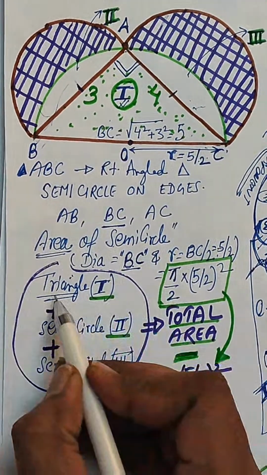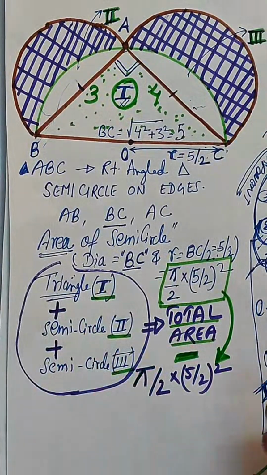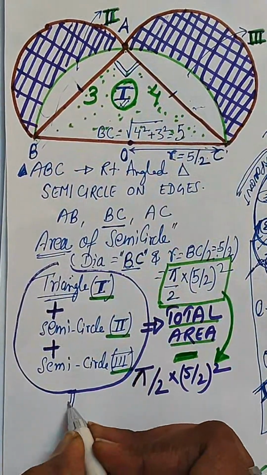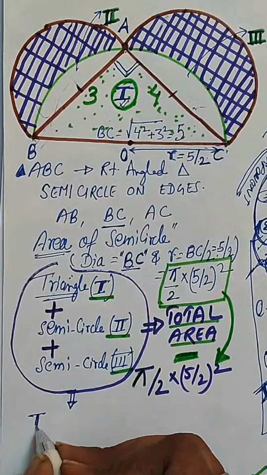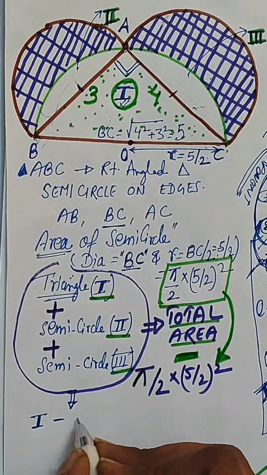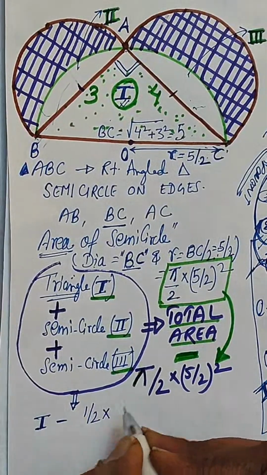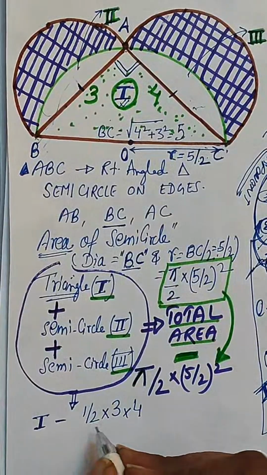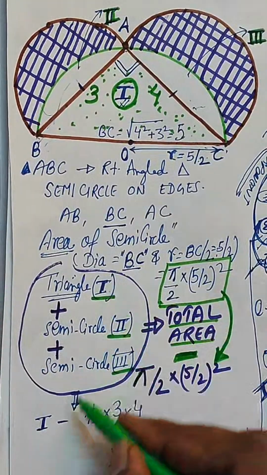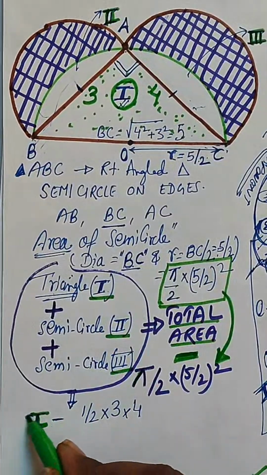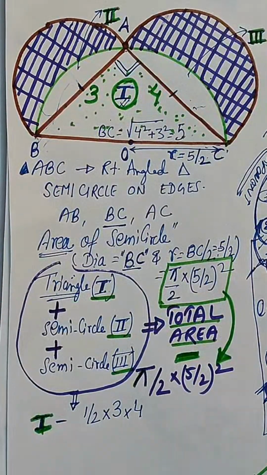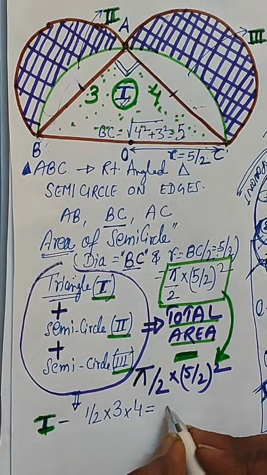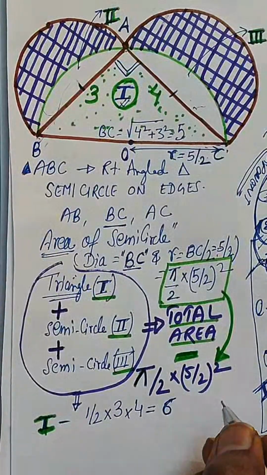So I want to find the area of this triangle. Area of this triangle is half into base into height. The first part is half into base. Base will be 3 and height will be 4. This is area number 1, this is first area, half into 3 into 4. So this is coming as, just solve it, 12 by 2, 6. So 6 centimeter square, right?